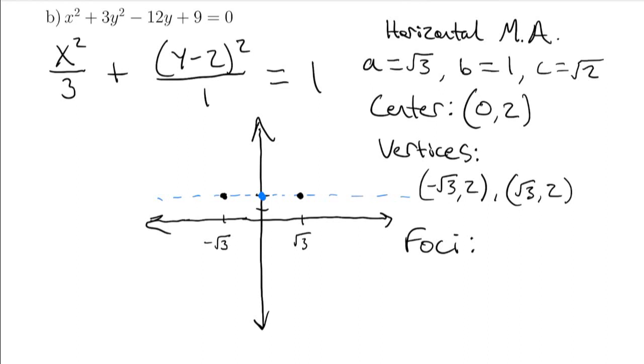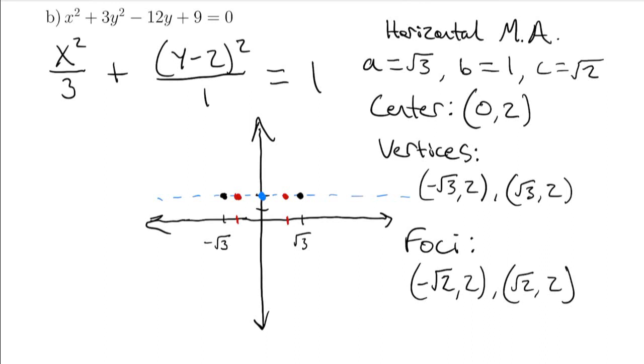Remember, the distance from the center to the foci is c, so that's root 2. So that's somewhere around here. Those are root 2. So in a similar way that I found my vertices, I can keep my y value the same, and this x coordinate here is negative root 2. This x coordinate here is positive root 2, right? So my 2 foci are going to be negative root 2, 2, and root 2, 2.